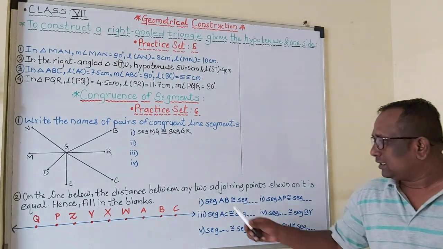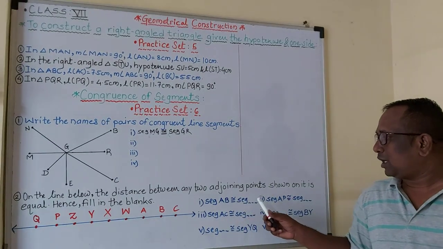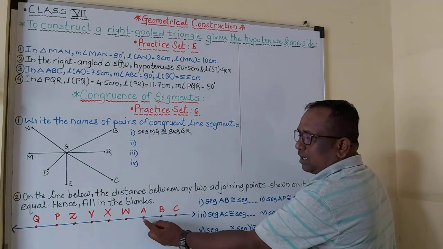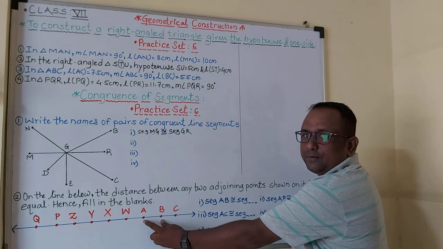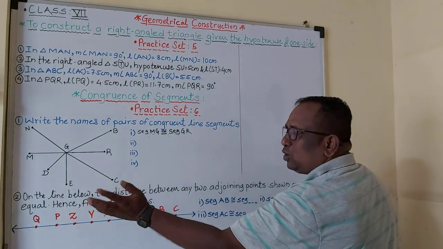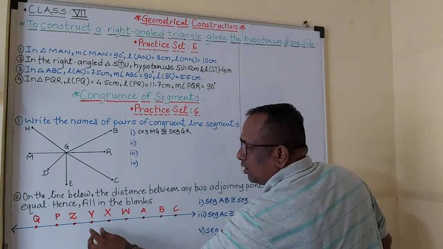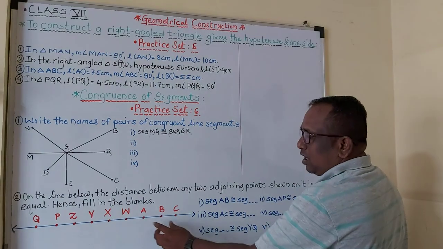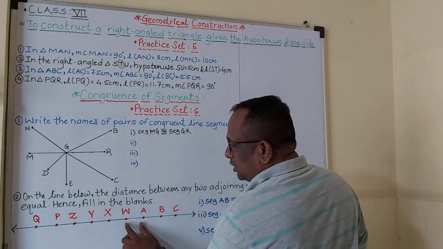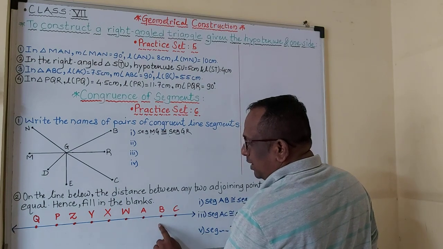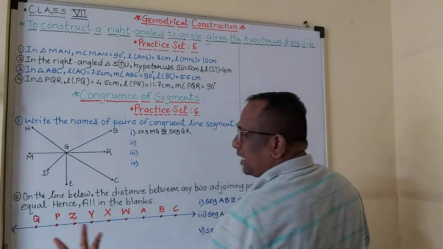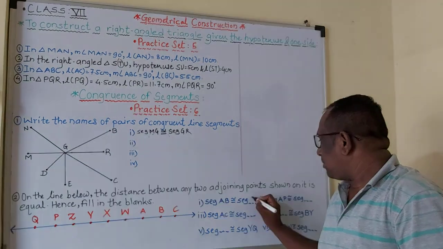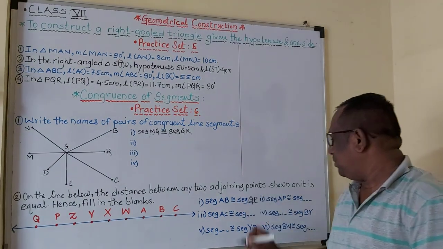Now see, segment AB is congruent to segment which? Now AB, we have to see A and B. Here only 2 points A and B are there. Okay, so you can write any 2 points like PZ, YX, BC, QP. So for AB I write Q and P. You can write, there are many options, only one you have to write. So I write segment QP.